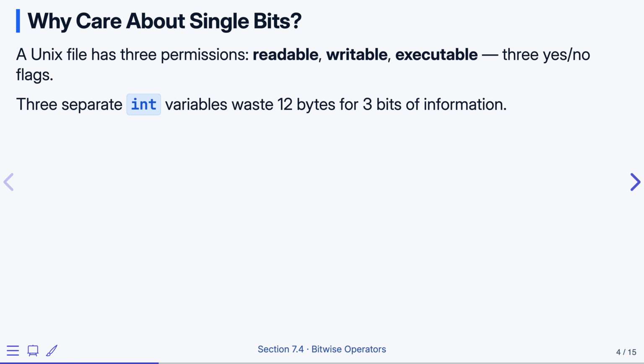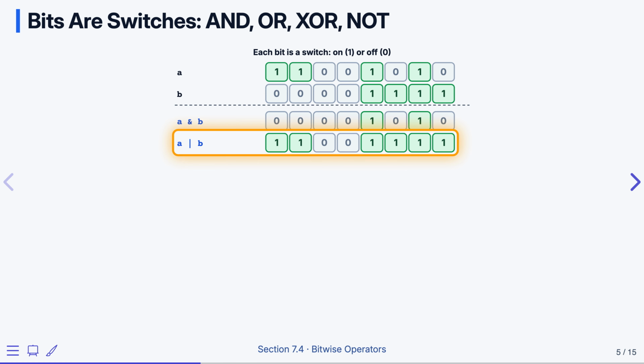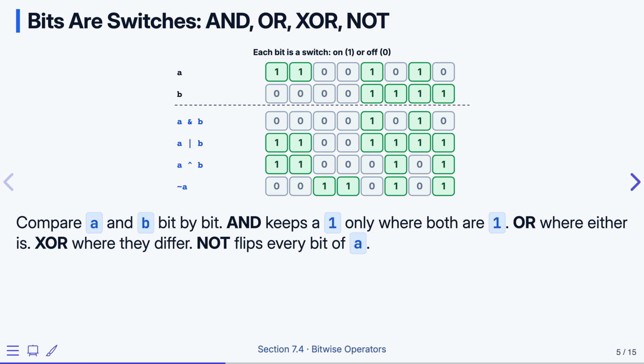AND, written with a single ampersand, turns a bit on only where both A and B are on. OR, a single vertical bar, turns a bit on where either one is on. XOR, the caret, turns a bit on only where the 2 bits differ. And NOT, the tilde, simply flips every bit of A. Look how each result depends only on the bits stacked above it. Every position is handled independently. That is the essence of bitwise operations.